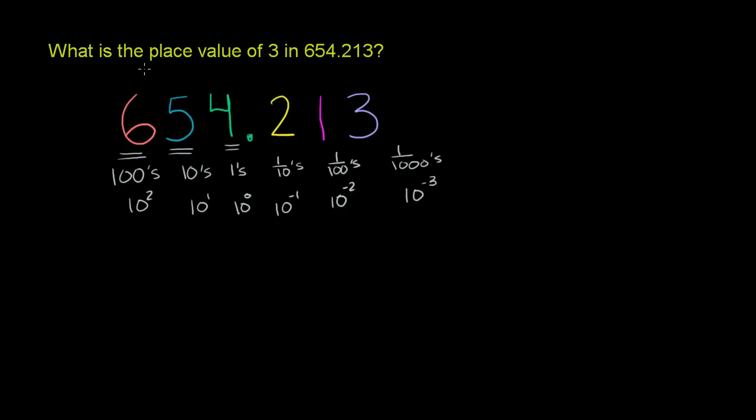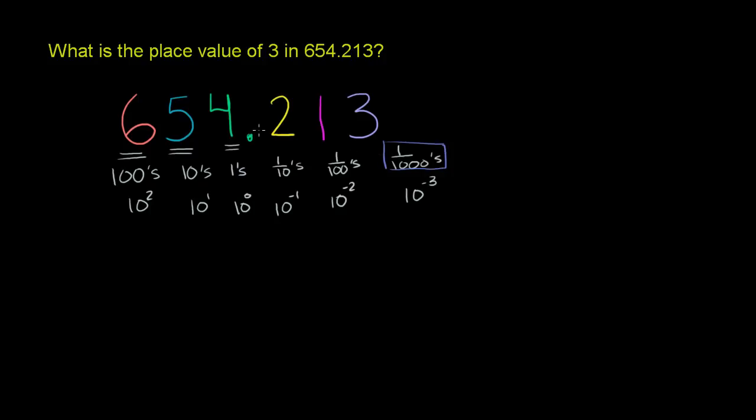Now, just to answer the question, what is the place value of 3 in 654.213? The place value is thousandths. And that would essentially answer their question.